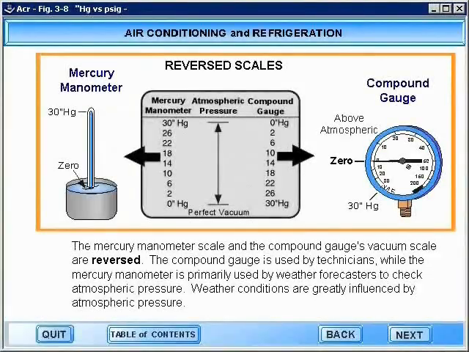The mercury manometer scale and the compound gauge's vacuum scale are reversed. The compound gauge is used by technicians, while the mercury manometer is primarily used by weather forecasters to check atmospheric pressure. Weather conditions are greatly influenced by atmospheric pressure.